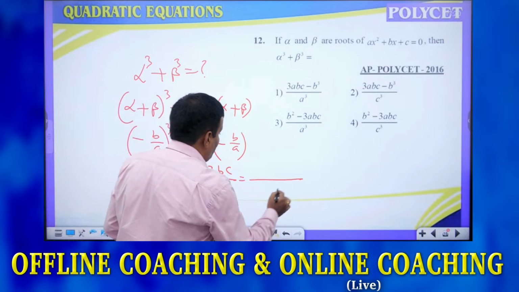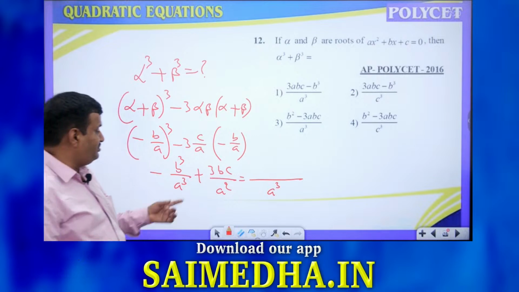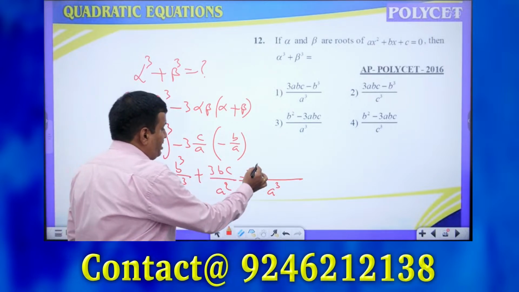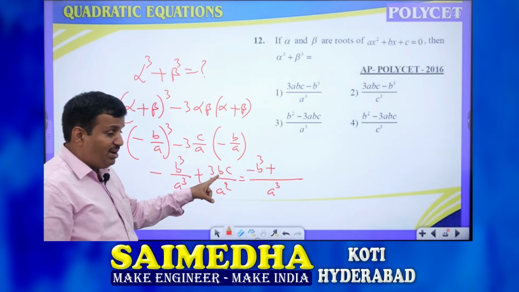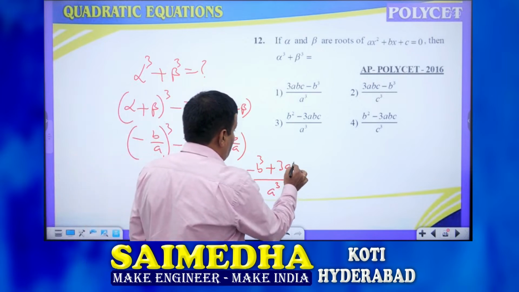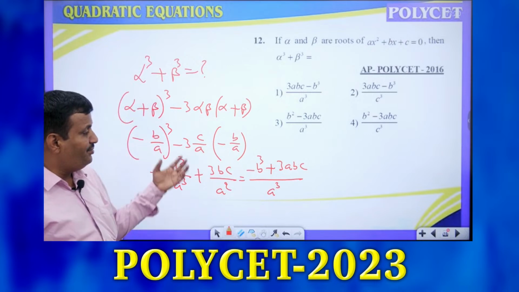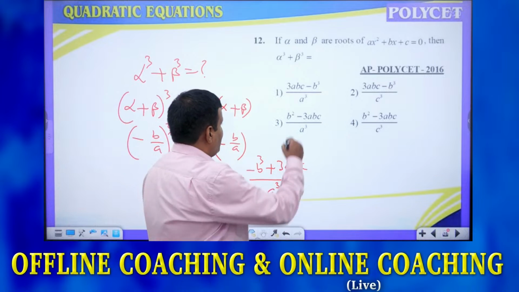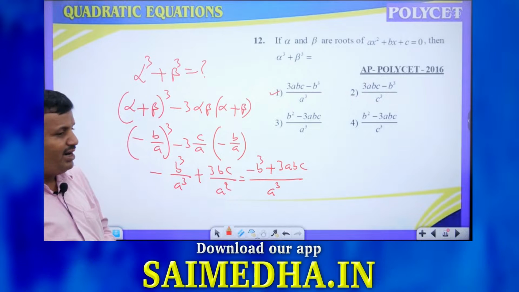What is the LCM here? a cube is the LCM. Then what is the result we will get here? Minus b cube plus, here an a will be multiplied, 3abc. 3abc minus b cube divided by a cube. What is the correct answer here? Option 1 is the correct answer: 3abc minus b cube divided by a cube.